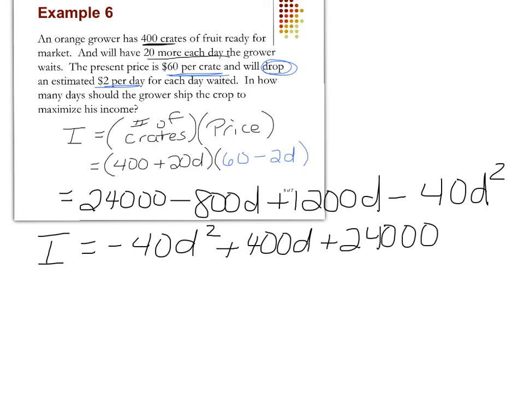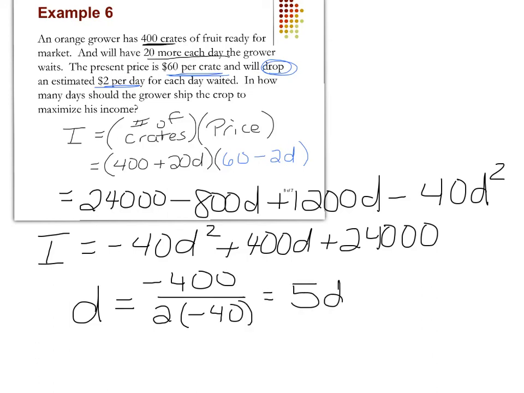So you're really trying to maximize the D, which will maximize the income. So your D is going to be negative b, so negative 400 over 2 times a. And that should give you 5 days. If they asked you for the max income, you would just plug this 5 back into this equation here, and you'll find the maximum income. But it really only asked you for how many days.